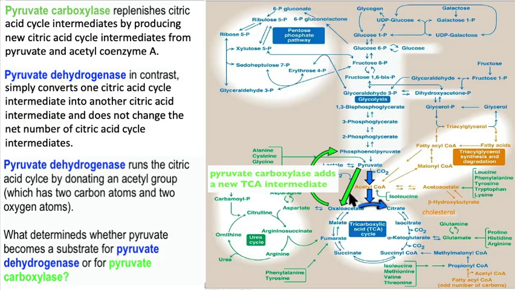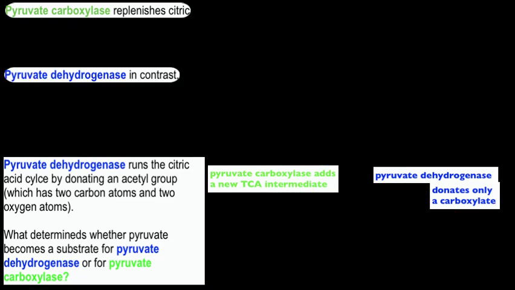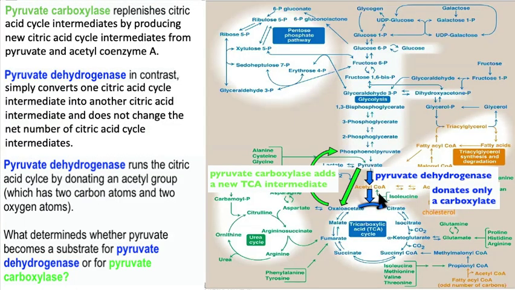In contrast, pyruvate dehydrogenase takes 2 carbon atoms and links them to oxaloacetate to make citrate. So it has not increased the net number. If you're deficient in citric acid cycle intermediates, and you want to increase them, you want to use pyruvate carboxylase. If you simply want to make ATP with the citric acid cycle, you would like to use pyruvate dehydrogenase. Those are not the only enzymes that can do that. For example, fatty acid oxidation can also make acetyl coenzyme A to feed the citric acid cycle.